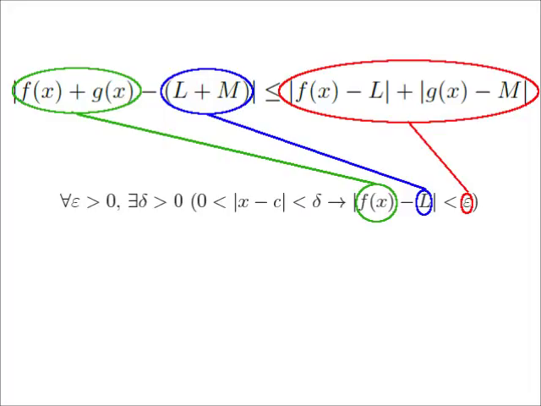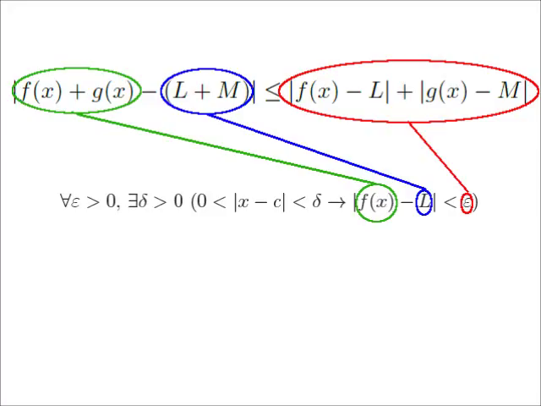If we rearrange the terms inside the absolute value expression on the left, it looks like the left-hand side of the inequality at the top of this image. Now, the f of x plus g of x is like the f of x in the epsilon delta definition of the limit. The L plus M is like the L in the epsilon delta definition, and the expression on the right-hand side of the inequality is like the epsilon in the epsilon delta definition of the limit.